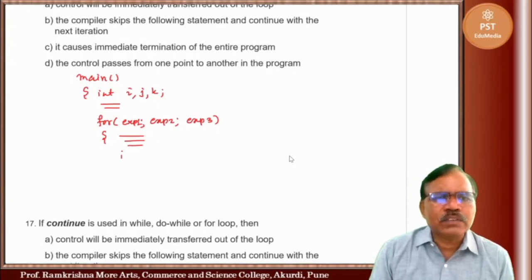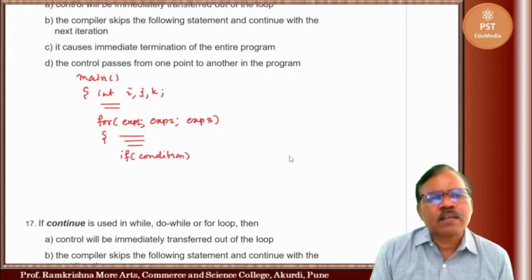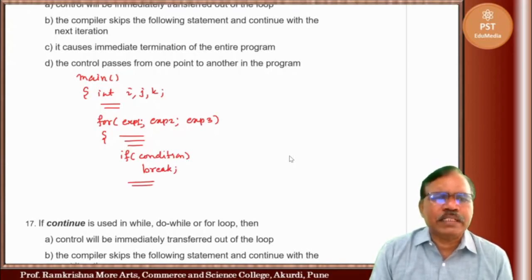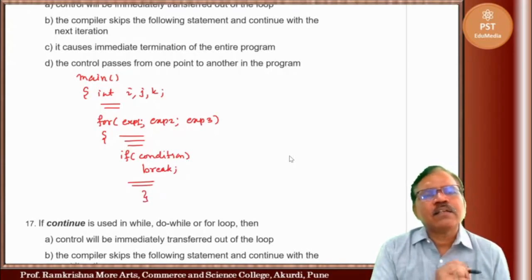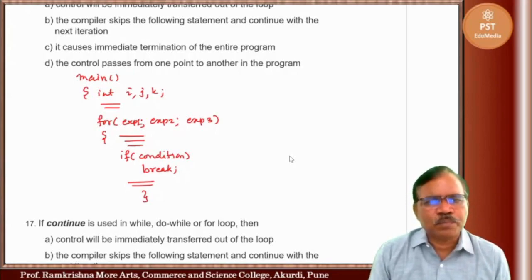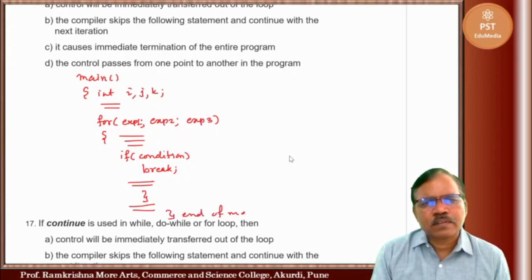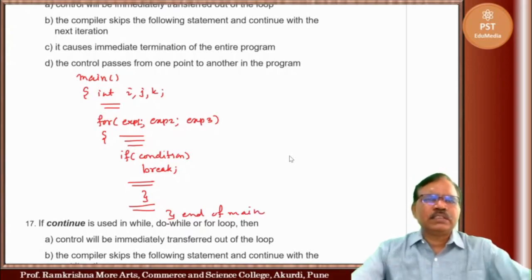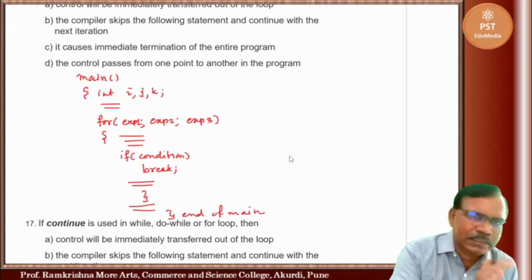Then I can have suppose here if some condition, and here I will use break, and here you can have statements. Then here completion of for loop, then their statements after for loop, and here end of main. So this is simple program, structure of program.